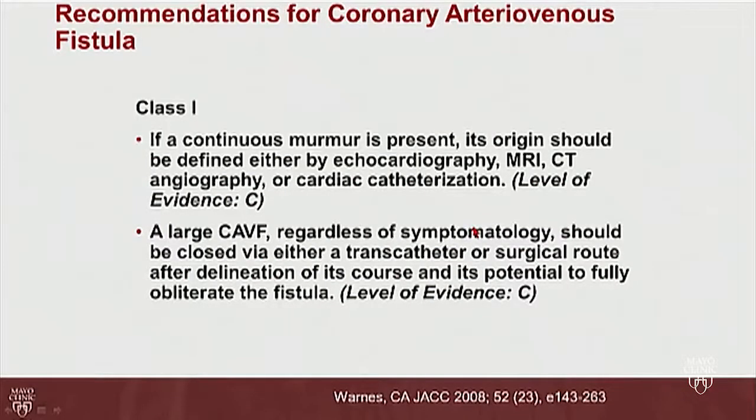The guidelines, which is again things that tend to be tested on for the boards, the class 1 indications for evaluation of coronary artery fistulas. If there's a continuous murmur present, its origin should be defined either by echo, MRI, CT, angiography, or cardiac catheterization. If it's large, regardless of the symptomatology, it should be closed either by surgery or percutaneous routes.